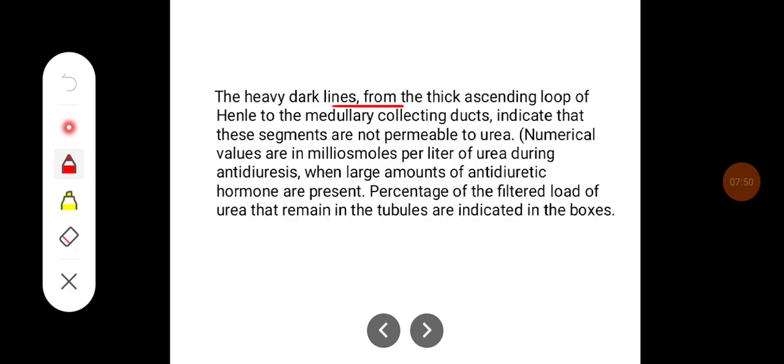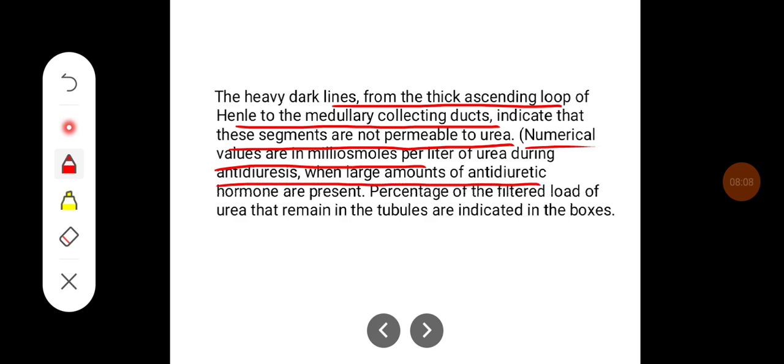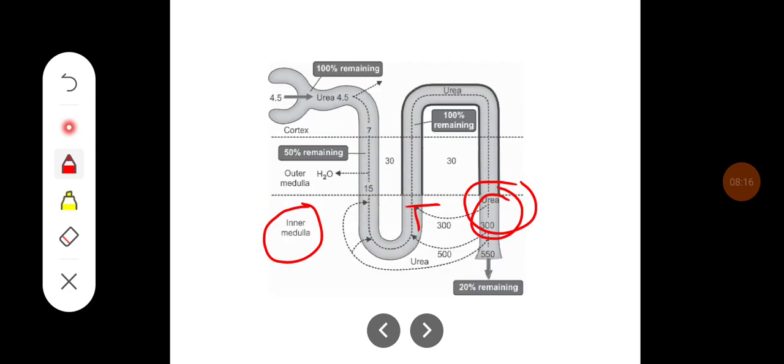The heavy dark lines from the thick ascending loop of Henle to the medullary collecting ducts indicate that these segments are not permeable to urea. That is, the numerical values have been given in moles per liter of urea during antidiuresis when large amounts of antidiuretic hormone are present. The percentage of filtered load of urea that remains in the tubules is indicated in the boxes. Okay, so you can see here.